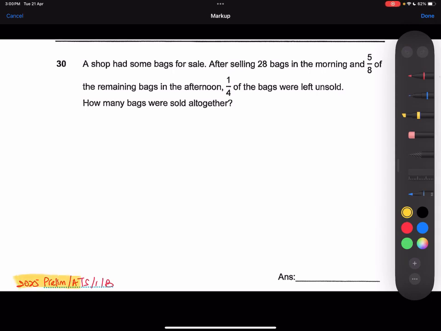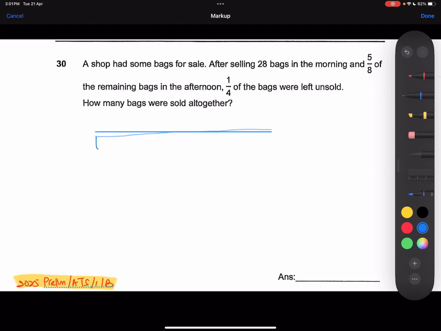2025 Prelim Itong School Paper 1 Booklet B, Question 30. The shop had some bags for sale. After selling 28 bags in the morning and 5/8 of the remaining bags in the afternoon, 1/4 of the bags were left unsold. How many bags were sold altogether?